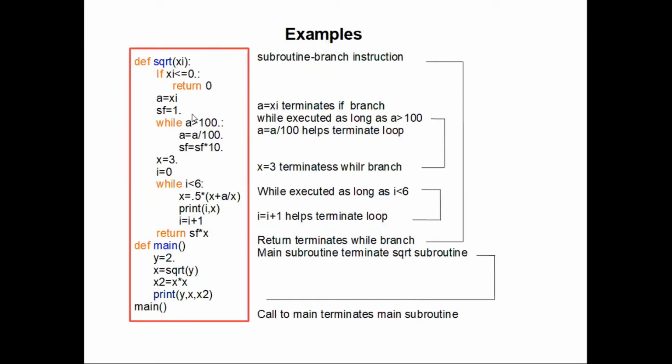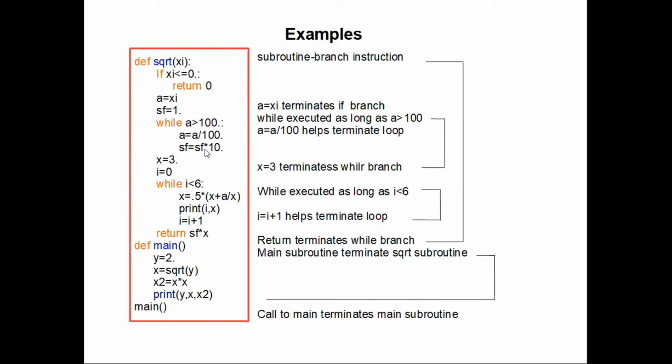Okay, then we look at our code. This was if x is less than 0, because we can't take the value of a negative number in real number space, so we return a value of 0. Then we assign the input to a, we put a scaling factor. And now we have a while statement, and this is terminated by this division, because if a is greater than 100, we keep dividing it by 100 until it's less than 100.